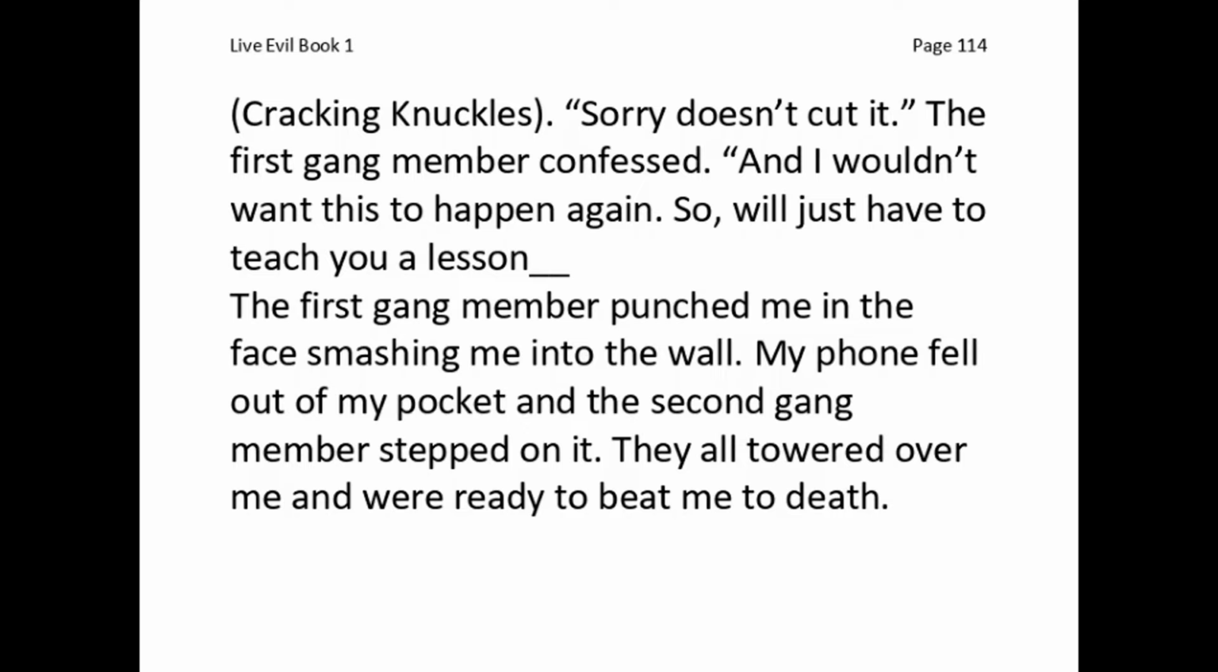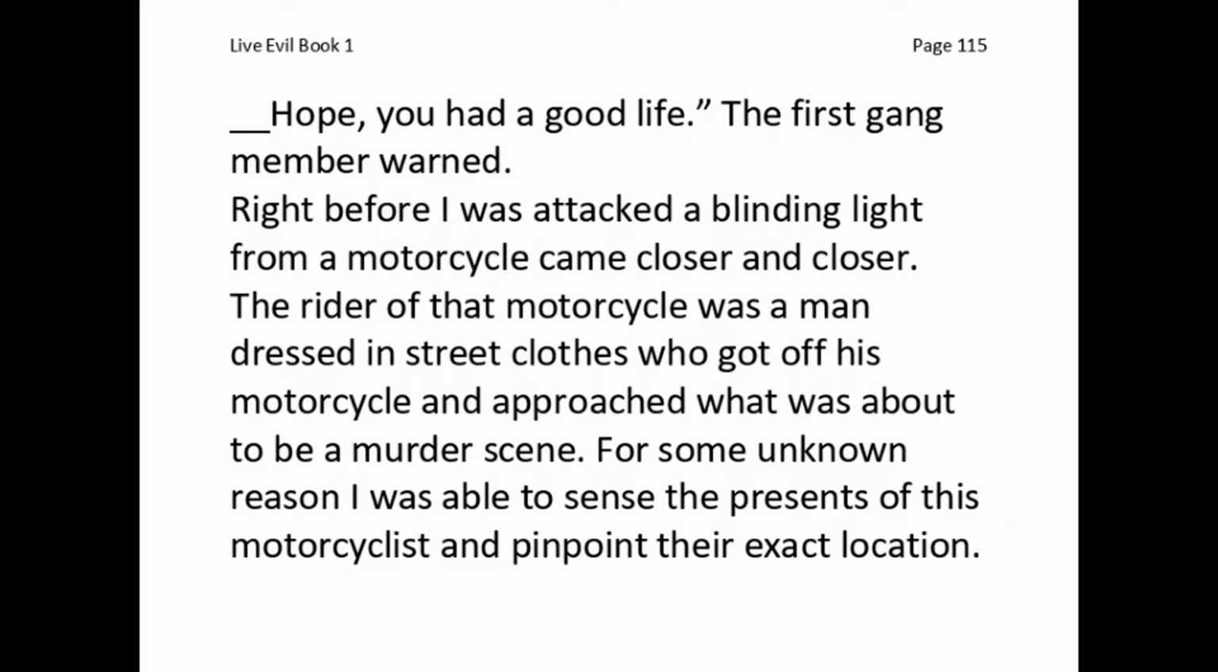The first gang member punched me in the face, smashing me into the wall. My phone fell out of my pocket, and the second gang member stepped on it. They all towered over me and were ready to beat me to death. "Hope you had a good life," the first gang member warned. Right before I was attacked, a blinding light from a motorcycle came closer and closer.